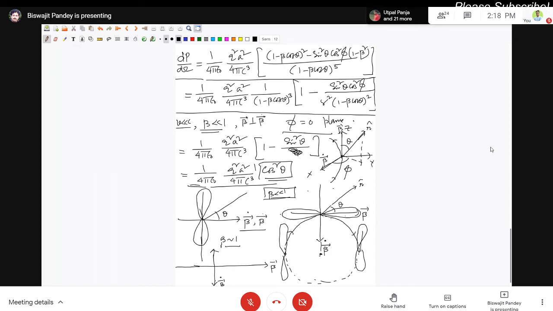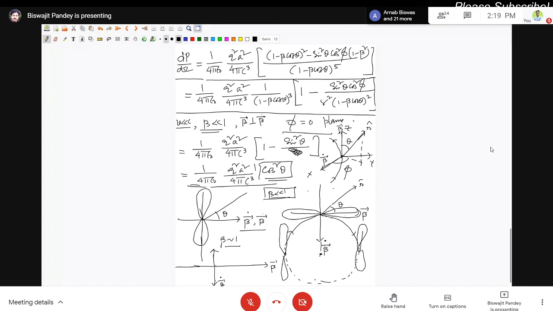Should the lengths of these lobes be the same in both directions, forward and backward, or will they be asymmetrical this time? See, in this case they are symmetric. The forward lobe and backward lobe are both identical, but in the case of relativistic motion they will be asymmetrical. But why? Let me first draw the picture and then explain.